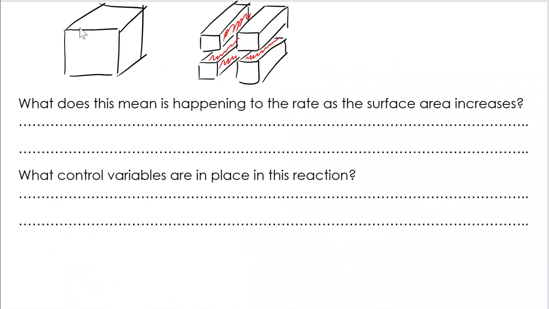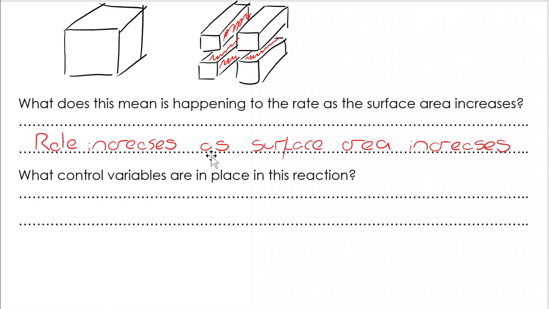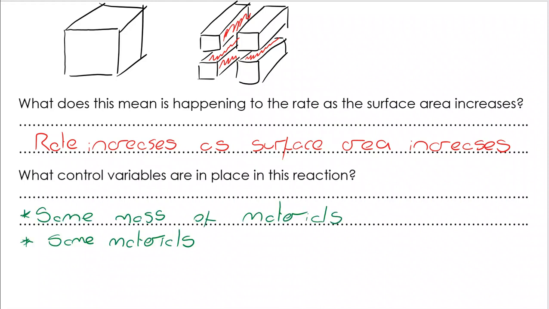If I've got a sample here and I cut it up into smaller pieces, all of these shaded bits here are now exposed when they previously weren't. So as I go to smaller pieces, the surface area increases. So rate increases as surface area increases. What control variables did we have here? Well, we had the same mass of materials and we used the same materials to react.